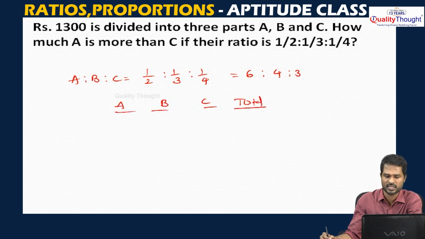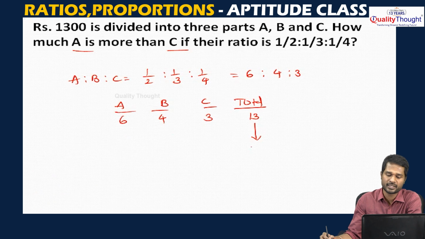So directly we can say this, A is more than C. How much A is more than C? So A will receive 6 parts, C will receive 3 parts. So 3 parts is more. Let's see that. So A will receive 6 parts, B will receive 4 parts and C will receive 3 parts. So this is total 13 parts.